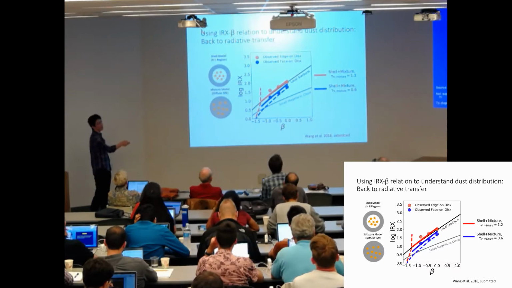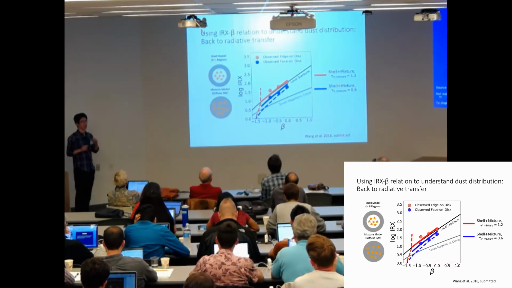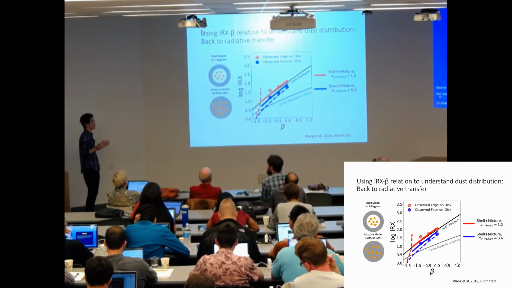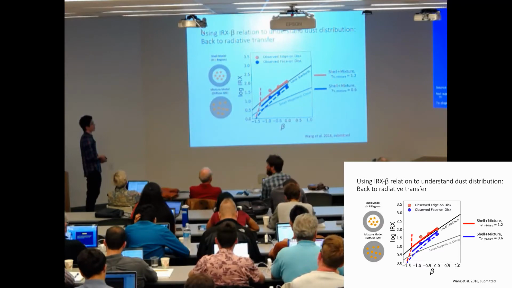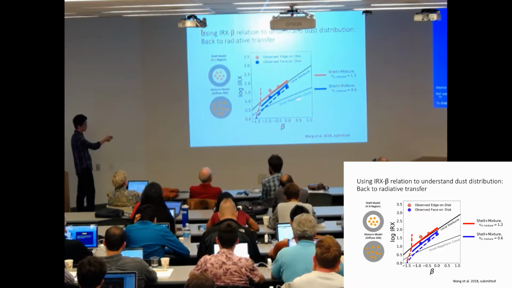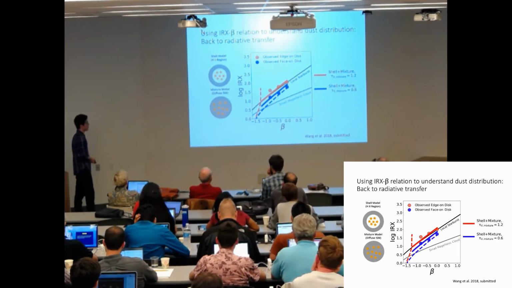Now tau V is the so-called effective attenuation. It's not what Sandy says, the one that is larger than the AV. This is just proportional to the attenuation in the V band. And the shell plus mixture, this one in blue color, has much lower attenuation from the mixture model.